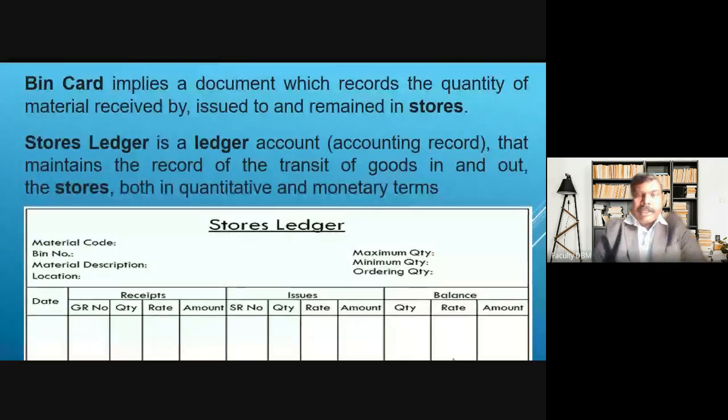So there was a network disturbance, I think. Again, I'm going to share the screen. We lost the network when we were explaining this stores ledger. Can anyone see this stores ledger format on the screen? Yes, sir. Able to see? Yes, sir. Okay.